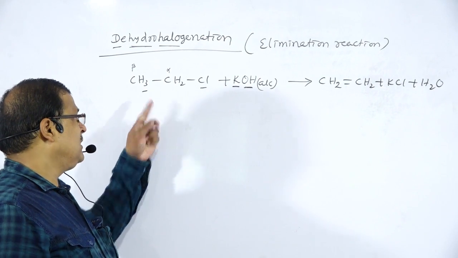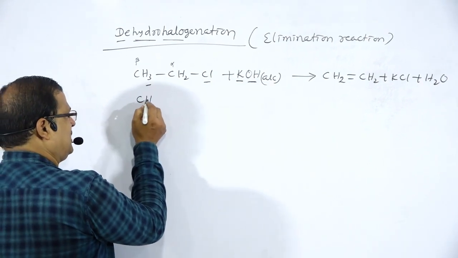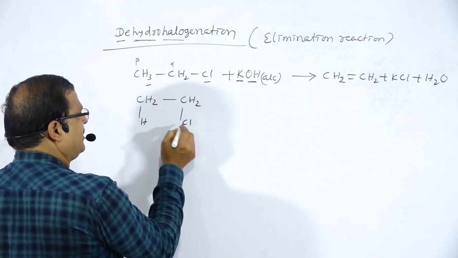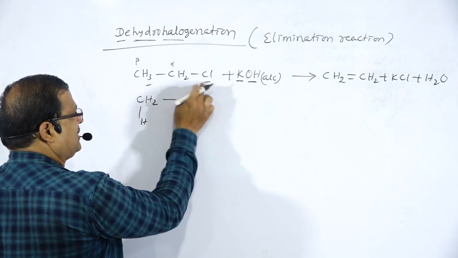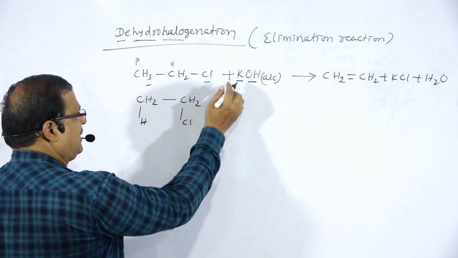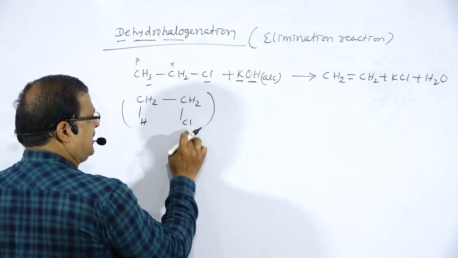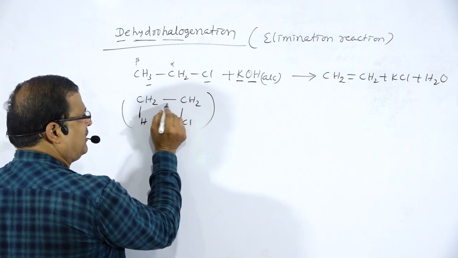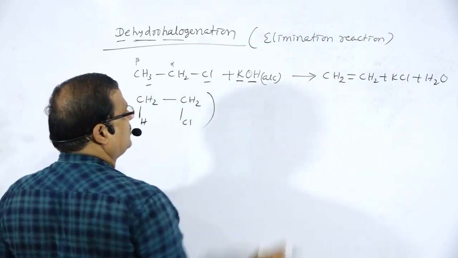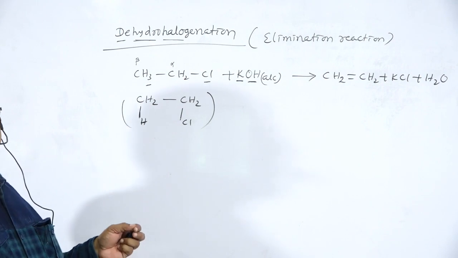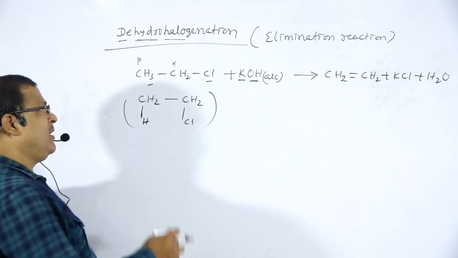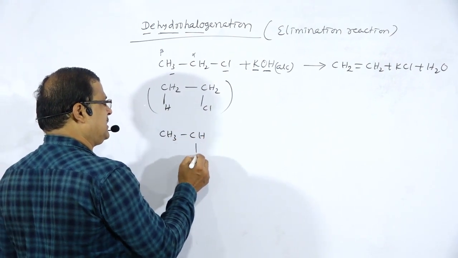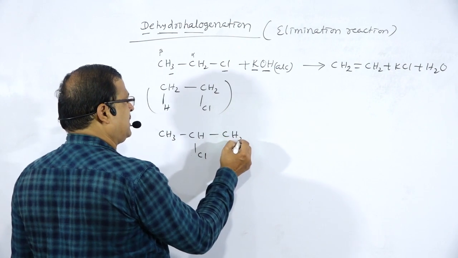You can also write this reaction in this manner: CH3-CH2Cl, H and Cl are removed in the form of KCl, and OH and H in the form of water. One bond is short, so we have to insert a double bond in this case. That process is known as dehydrohalogenation.